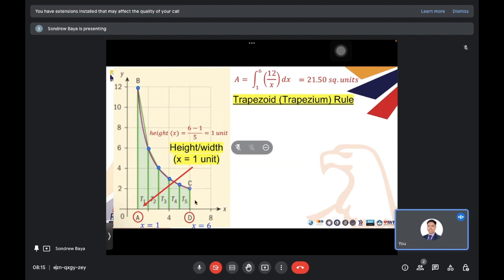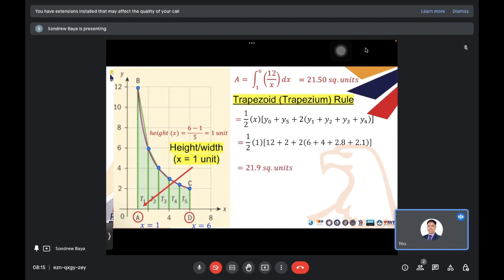Once we know this information, we can now use the formula or the notation for the trapezium rule. So we will be using this one since we only have 5 trapezoids. To continue, we can now input the values. Now, this is the first length, this is the last length, and these are the ones in between. If you look at it, these are just approximations, so they're not really exact. Okay, now to continue, if you solve it, we actually get 21.9 square units.